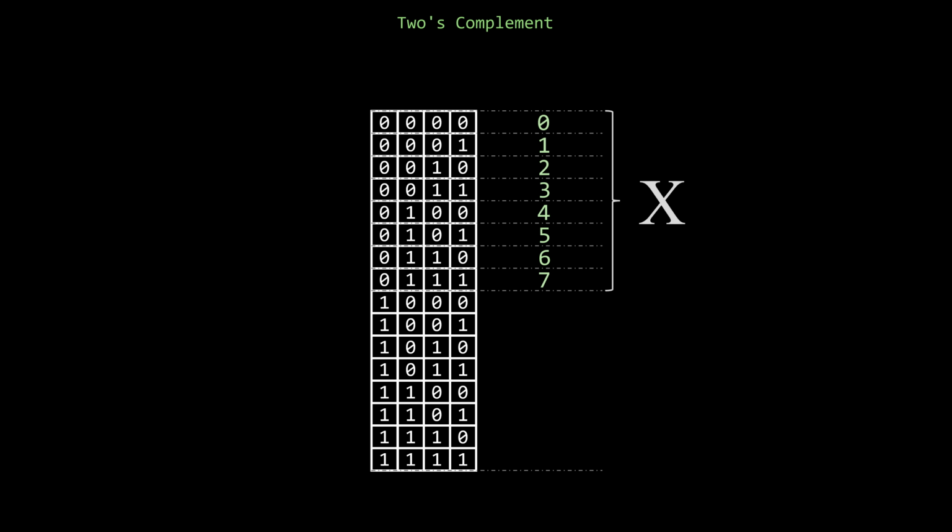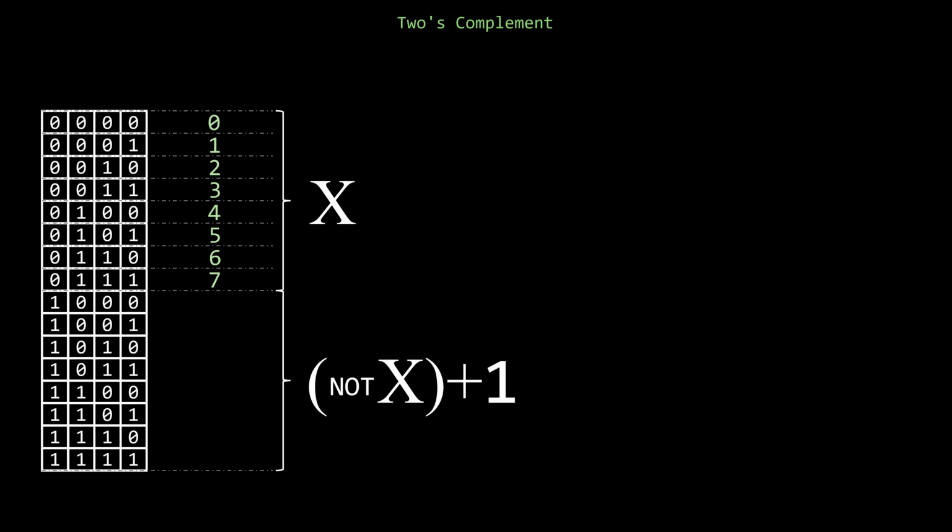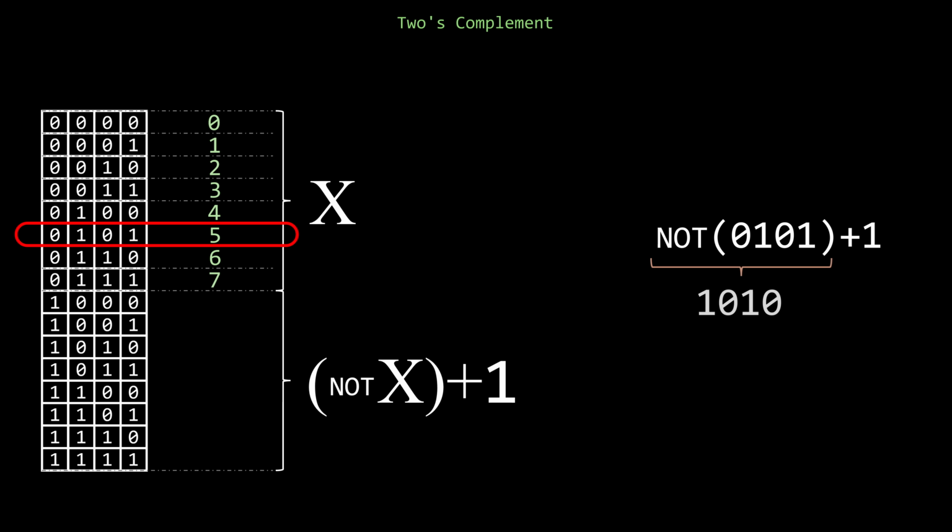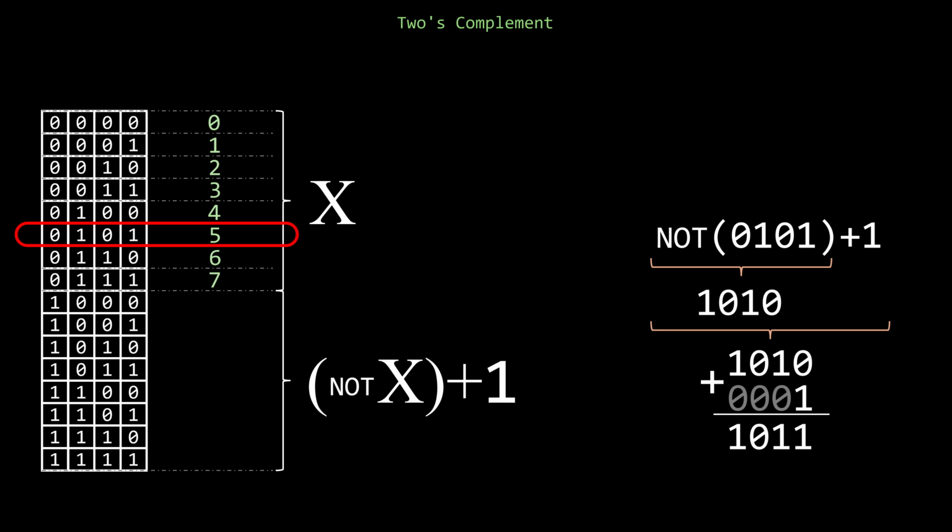For every positive number, its negative counterpart can be calculated by inverting every bit in its binary representation and then adding 1. Suppose we want to find the representation of negative 5. We begin with the sequence that represents positive 5, 0, 1, 0, 1. We invert all of its bits, and then we add 1. That resulting sequence represents negative 5 in 4-bit 2's complement.